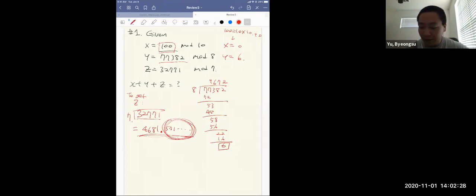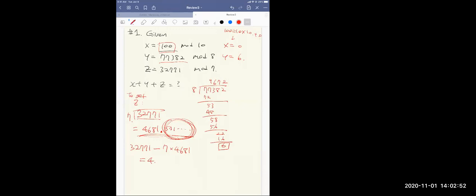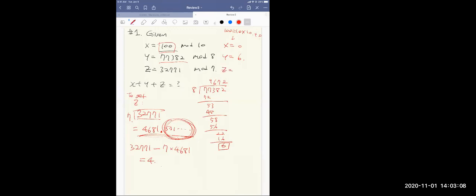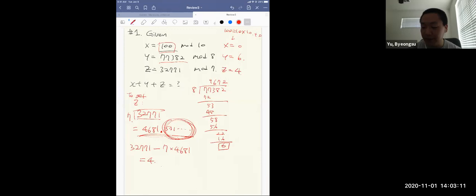So to get the remainder part, what you need to do is just original number minus 7 times 4681. And if you calculate this number, then what you can get is 4, right? So that's how you get your remainder using your calculator. If you are taking the exam using the Anorak, then in Anorak, I will give you a calculator in on-screen mode, so you can use your calculator to get the remainder. So g is 4, so x plus y plus g is 10, right?